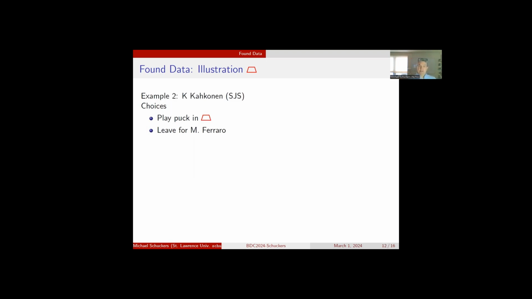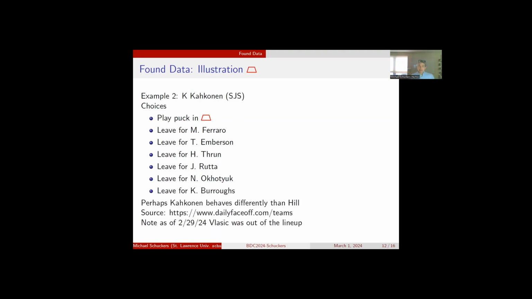Alternatively, right, we can think of Kahkonen in San Jose and their choices, right? They can play the puck in the trapezoid, right? Or they can leave it for Ferraro, for Emberson, for Thrun, for Ruda, for Okhotyuk, right? Or Burroughs, right? Those are maybe some less good choices that they have in terms of who the puck is left for. I think we could generally say, right, that their average quality of D in Vegas is going to be higher than it is in San Jose. And I do note, don't send me emails, don't tweet at me, right? Vlasic is currently out of the lineup, right? Vlasic being a quality D here, certainly first or second pairing, I think, in San Jose among this group.